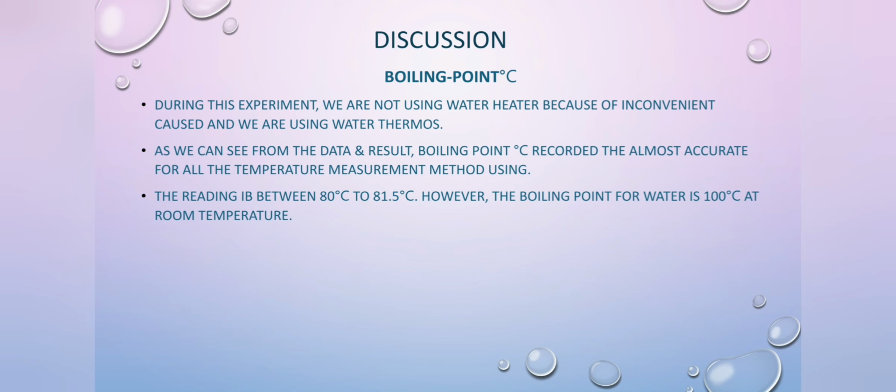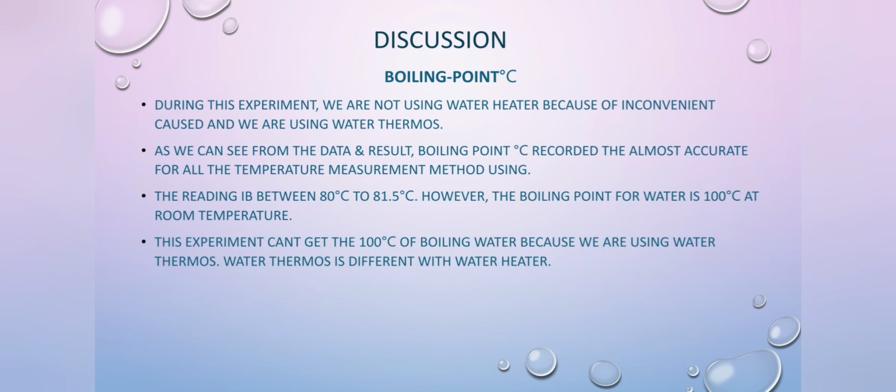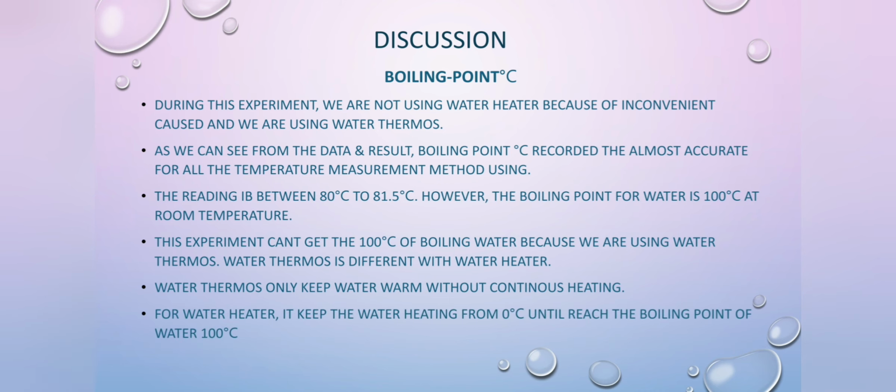However, the boiling point of water is 100 degrees Celsius at room temperature. This experiment could not get the 100 degrees Celsius boiling point because we used a water thermos. The water thermos is different from the water heater. A water thermos only keeps water warm without continuous heating. A water heater keeps heating the water from 0 degrees Celsius until it reaches the boiling point of water, which is 100 degrees Celsius.